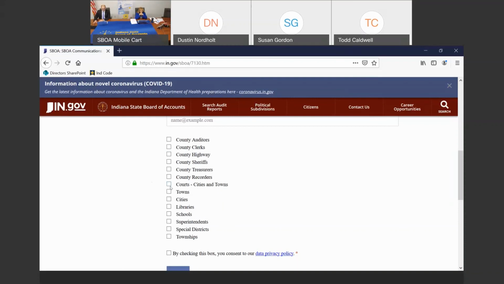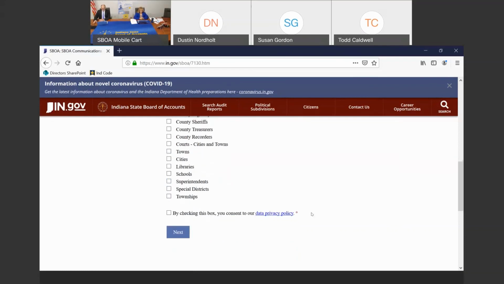But most of you are going to put either in for cities or towns, or if you have a court, there's a list just for those courts. And then you'll need to check the box that you consent to our privacy, and then just follow the rest of the instructions.